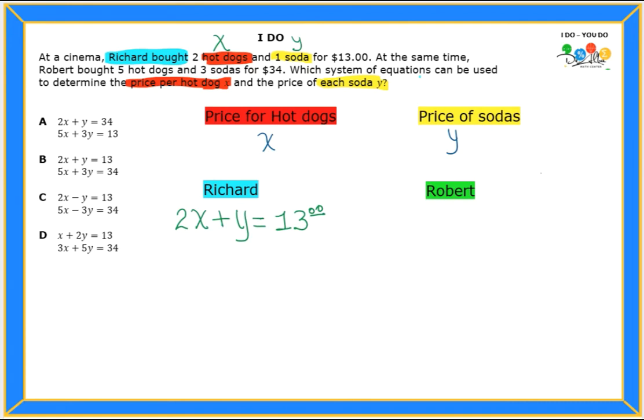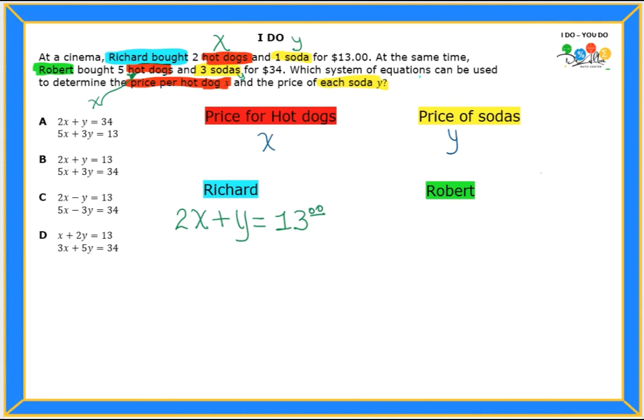Okay, what about Robert? Well, it says that Robert bought, what is it that he bought? He bought 5 hot dogs. He bought even more, right? So right there with the hot dogs, I'm going to highlight that. And remember, that's going to be my X. So I'm going to write down a little arrow pointing to that. Okay, so I can see that the 5 goes with the X. What about the sodas? Well, Robert bought more sodas also. He bought 3 sodas. And the price of the sodas is represented with a Y.